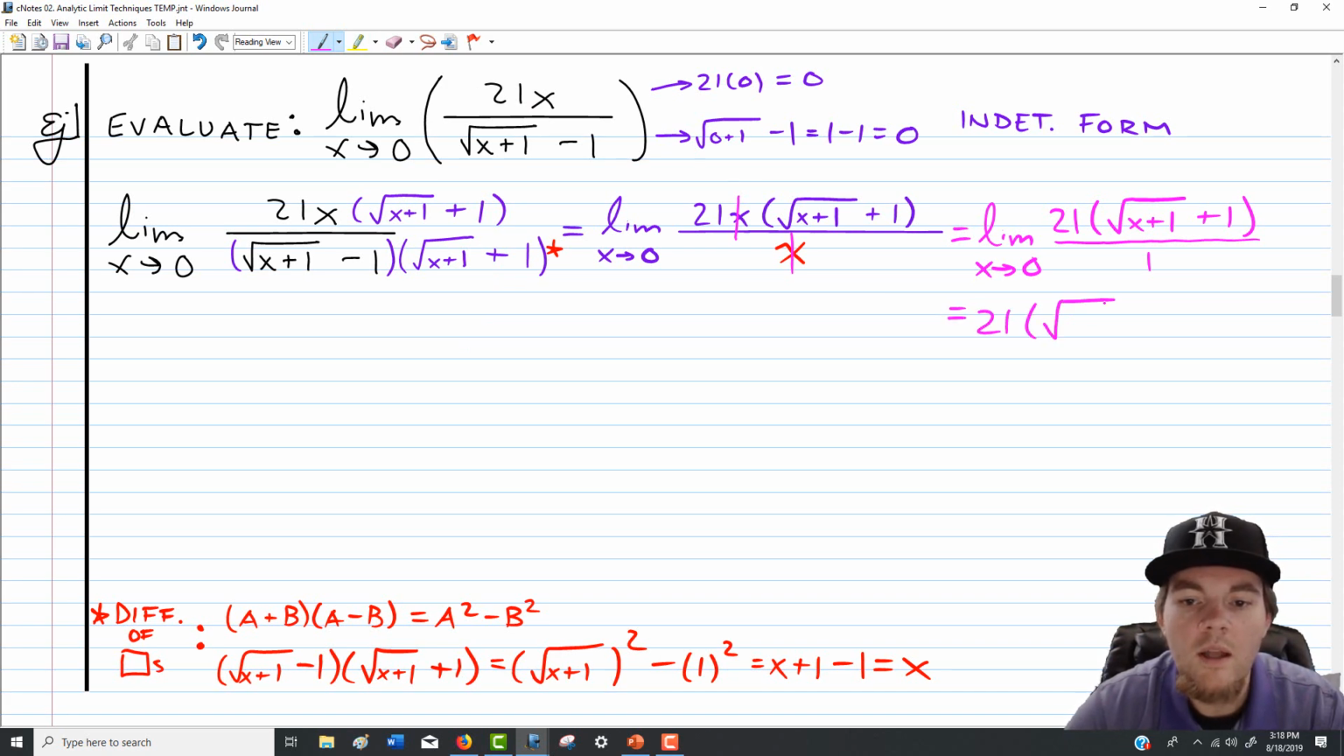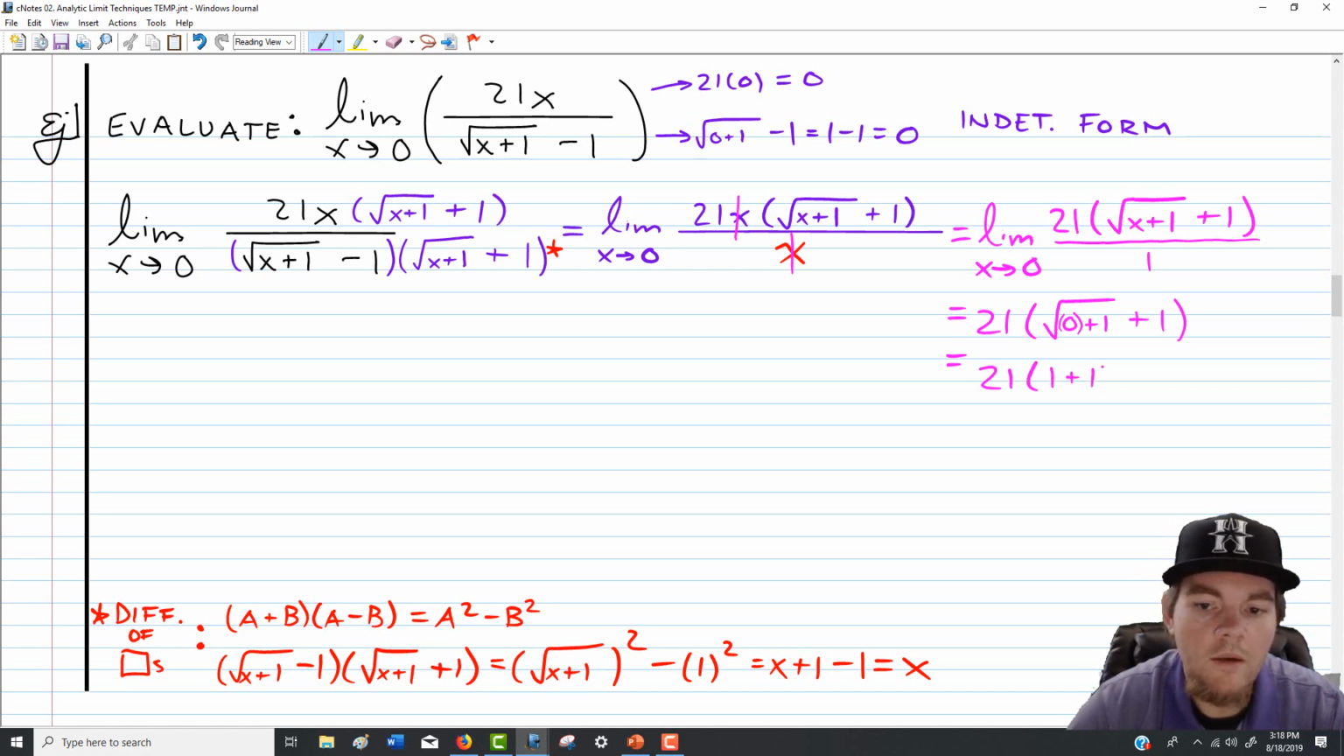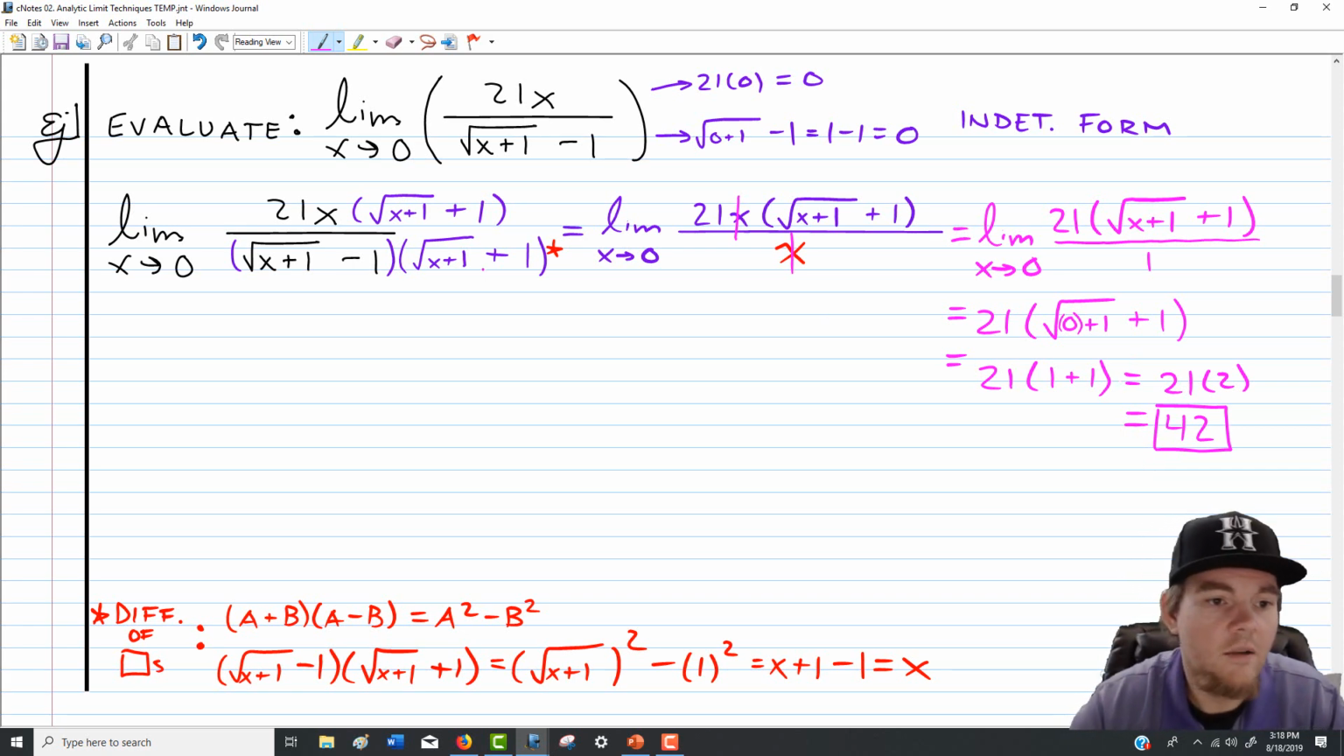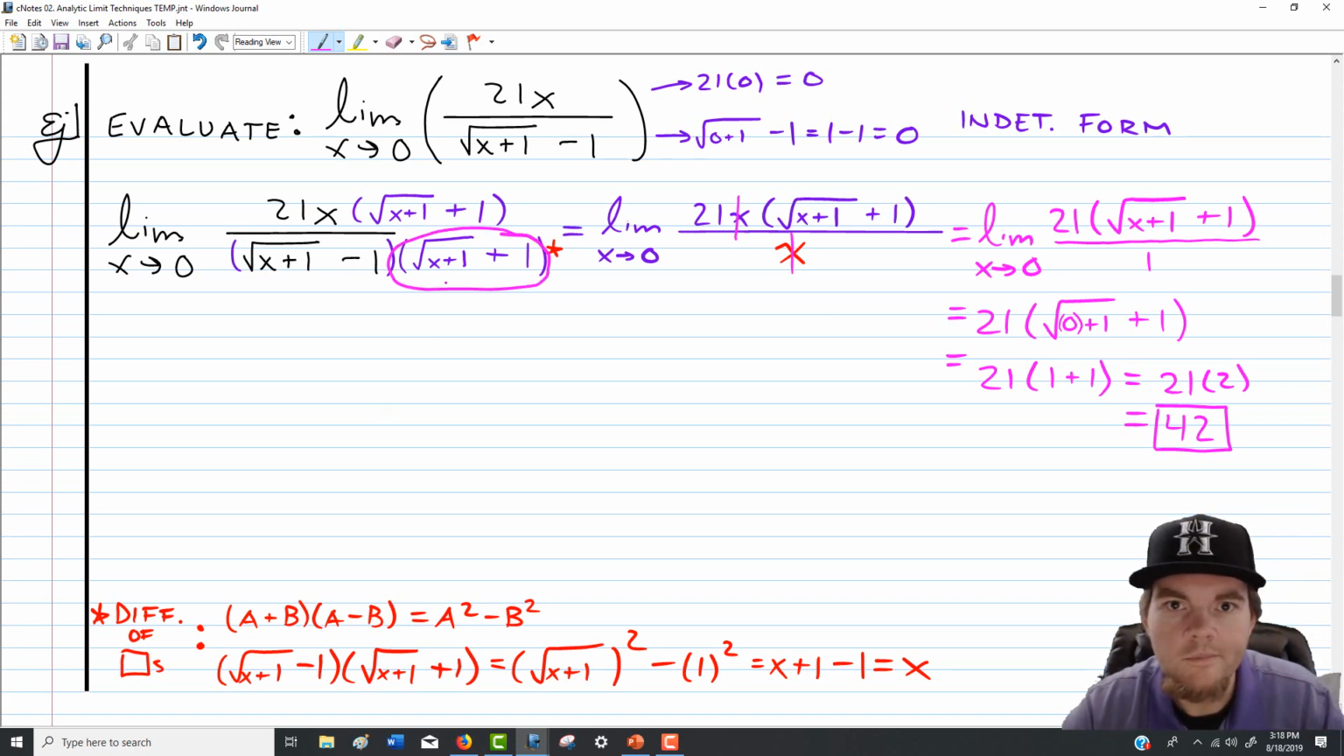We'll get 21 times the square root of 0 plus 1, plus 1. Again, you can see we're just substituting here. That's equal to 21 times 1 plus 1, otherwise known as 21 times 2, which is naturally 42, because I work hard to make every answer 42 that I can. And so that is our rationalization technique, or our multiplying by the conjugate technique. We can make things way worse in the beginning in order to simply clean things up afterwards.